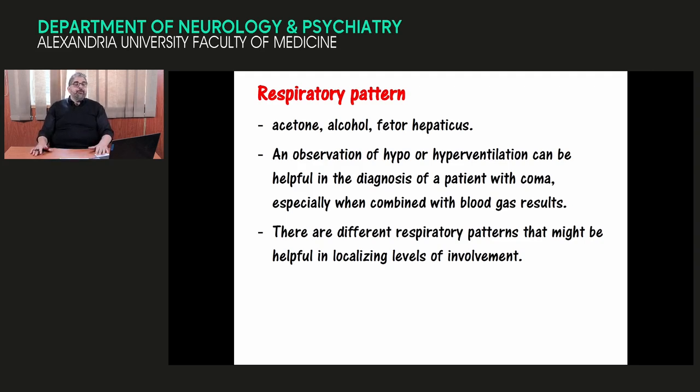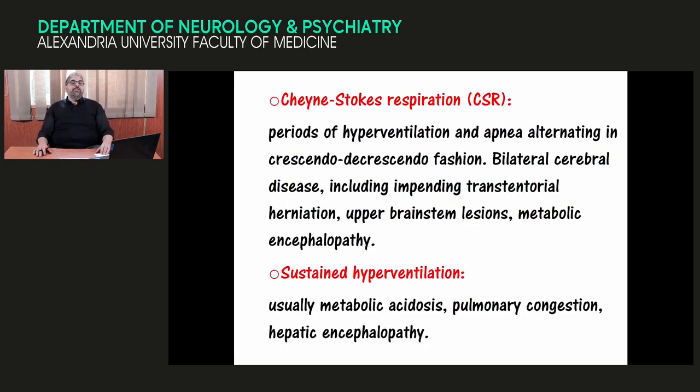And also, there are different respiratory patterns that may be helpful in localizing some issues, like what is called Cheyne-Stokes respiration. It is simply periods of hyperventilation alternating with apnea, in a crescendo-decrescendo fashion. This actually is diagnostic for bilateral cerebral diseases, and it also helps in diagnosing impending transtentorial herniation and upper brainstem insults. Sustained hyperventilation is usually metabolic rather than structural.